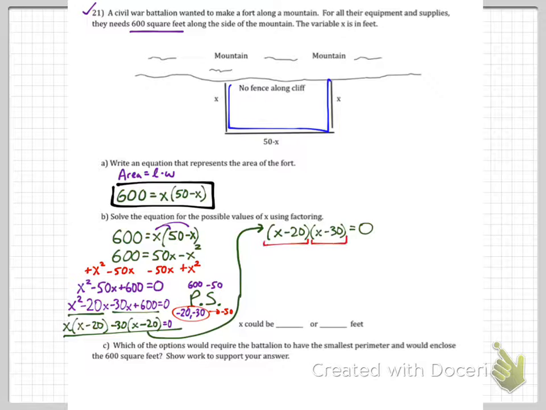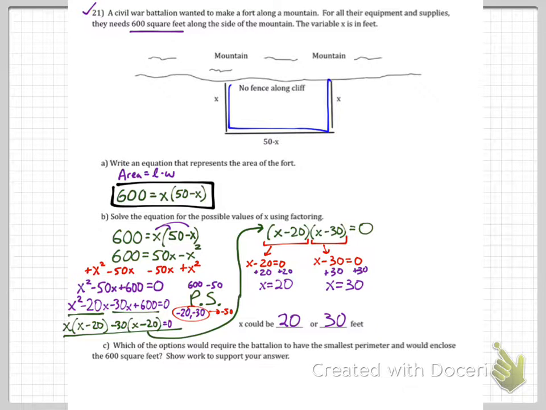Now we have to find baby equations. So x minus 20 equals 0 and x minus 30 equals 0. Solve for each of those and you get x equals 20 and x equals 30. So x could be 20 or 30 feet.